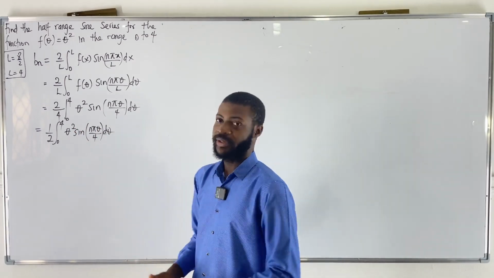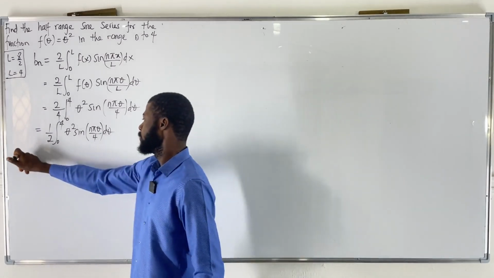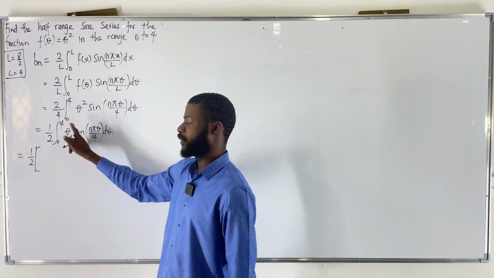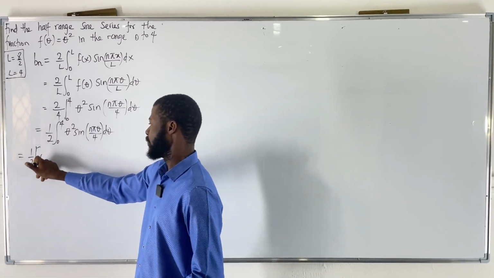Okay, now let's integrate. To integrate this function, we're going to be using integration by parts. So this will be 1 over 2. I'm going to write theta squared first. It's just a faster approach.